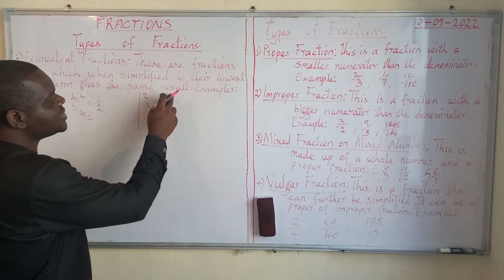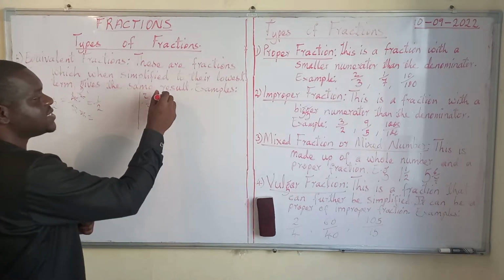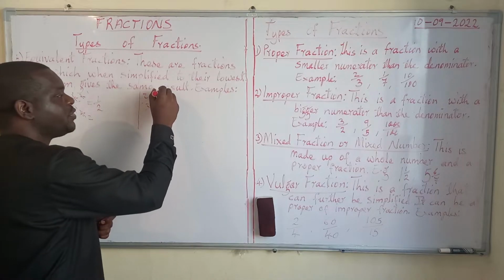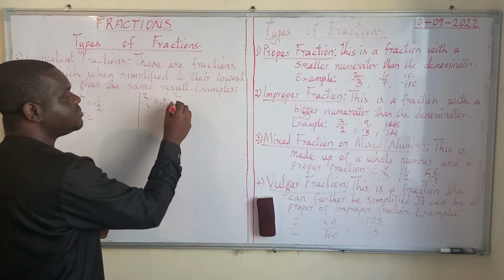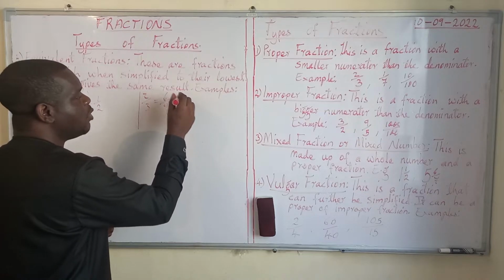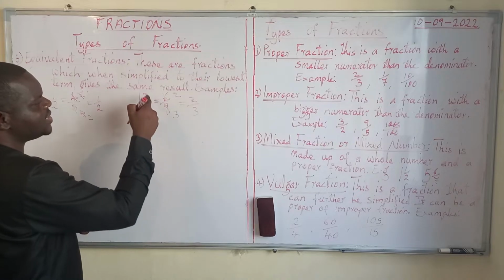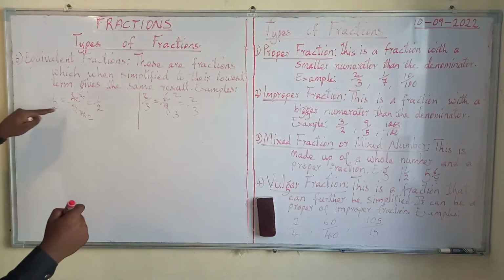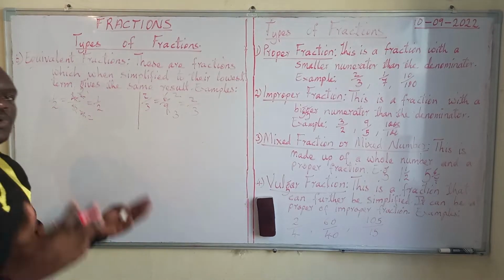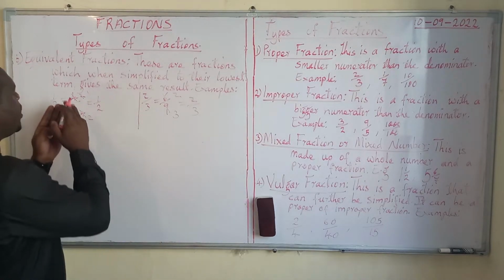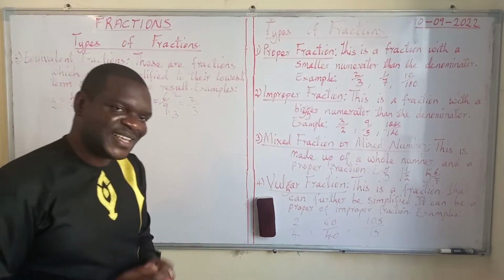2/3 is the same as 6 all over 9. How is this possible? 3 can divide 6 and can divide 9. So 3 will divide 6 2 times, and 3 will divide 9 3 times. And you will find out that above you have 2 and below you have 3. So 2/3 is the same as 2/3. Half is the same as half. This is what we call equivalent fractions, because when you simplify these fractions, the result are the same.